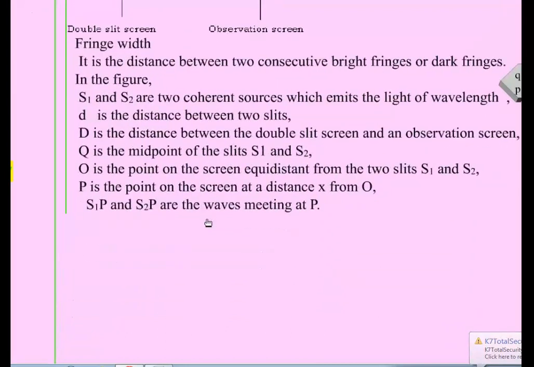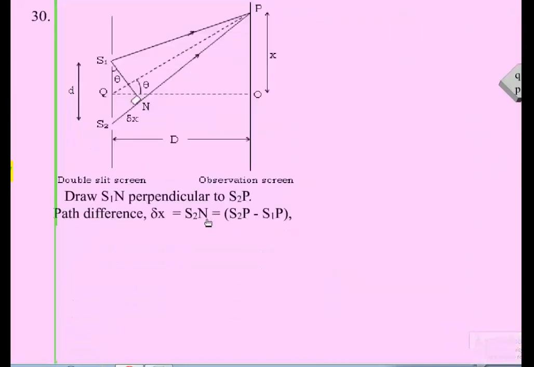So here, look here, draw S1N perpendicular to S2P. Here the path difference, from here to here, this S2N, is equal to S2P minus S1P. S2P, this path, minus this path, S1P. So here this angle is equal to this angle.